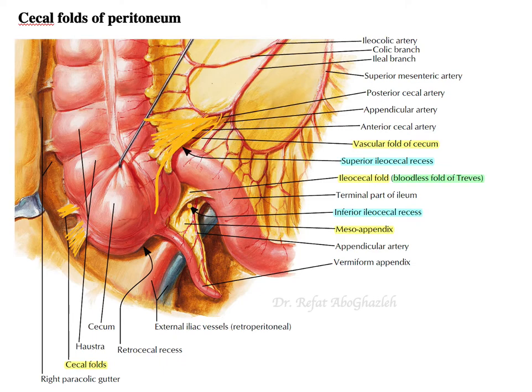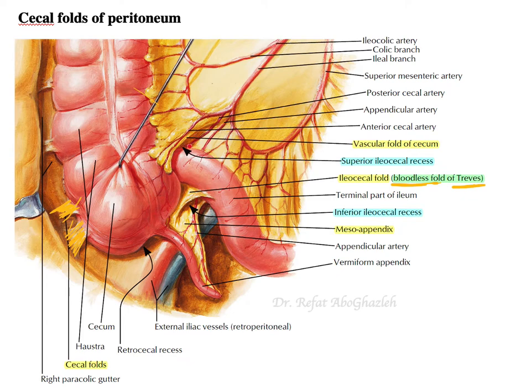Why vascular fold? Because there is a bloodless fold. That means a fold here, which is between the ileum and cecum. We call it the ileocecal fold, or the bloodless fold of Treves, which mostly doesn't have blood vessels, but listen, sometimes it does, sometimes often it has, yes, you can find blood vessels in it. So yes, these folds I would like you to pay attention to. Cecal folds here, the vascular fold that contains the anterior cecal artery, and you have the bloodless fold, which we call the ileocecal fold, that has no blood vessels mainly.